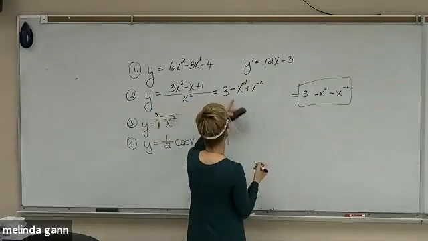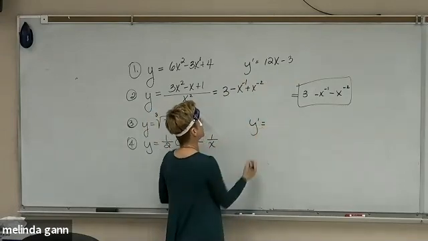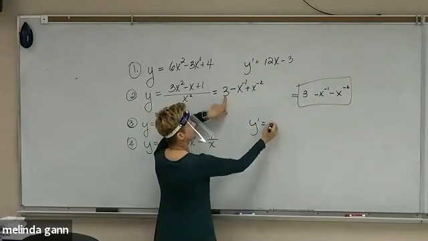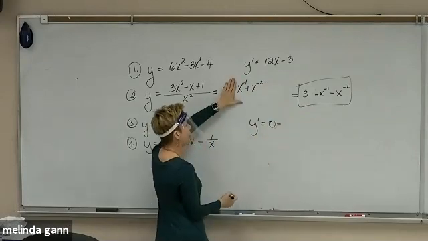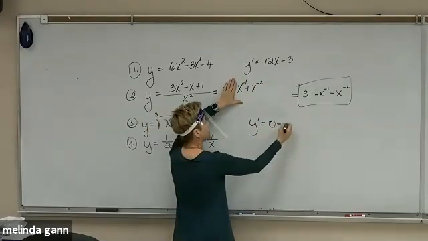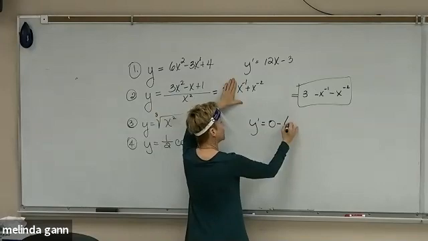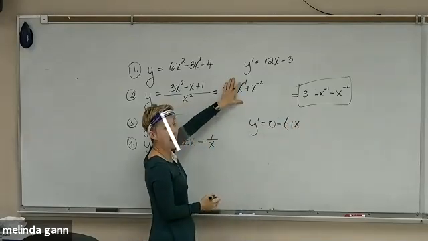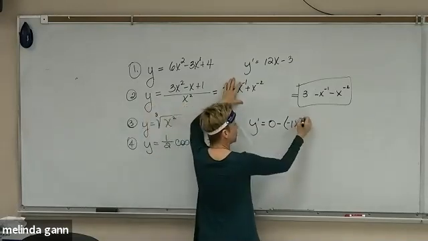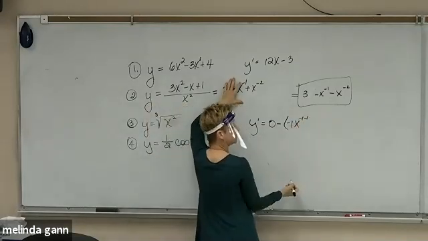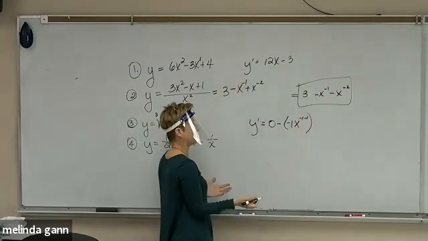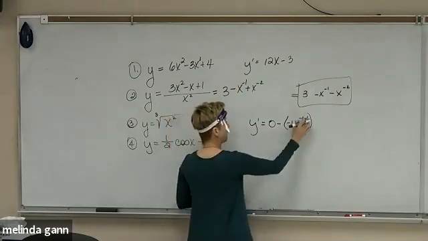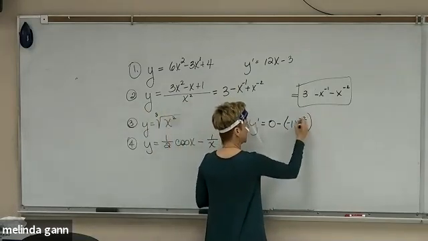So if y is this, what's the derivative going to be? What's the derivative of a constant? 0. Minus, all right, what's the derivative of x to the -1? What's going to happen to the -1? It comes down. My variable stays the same. What happens to my power? What do you do with it? You subtract 1. So what is a -1 minus 1 more? That power is going to be a what? -2.